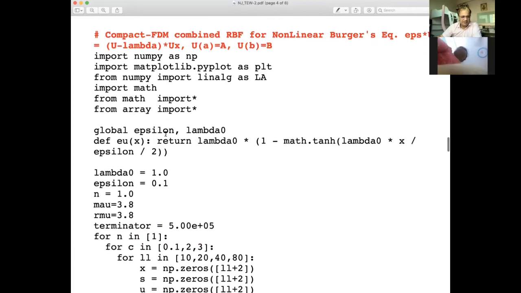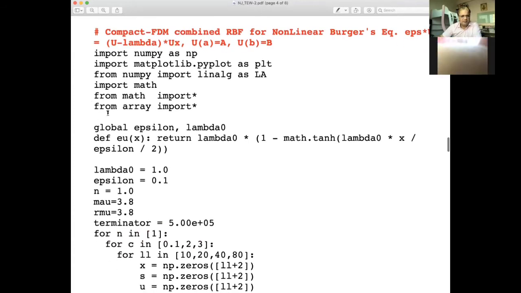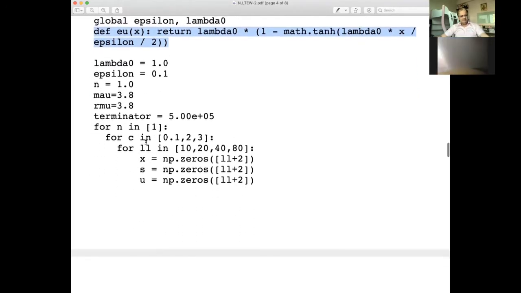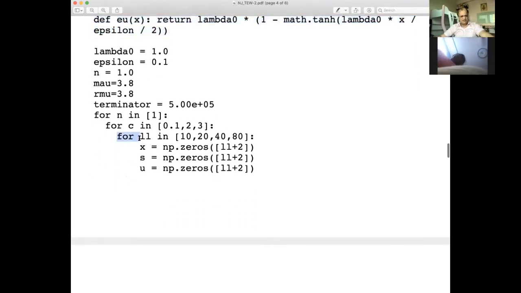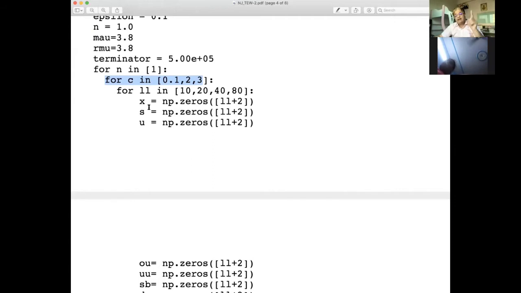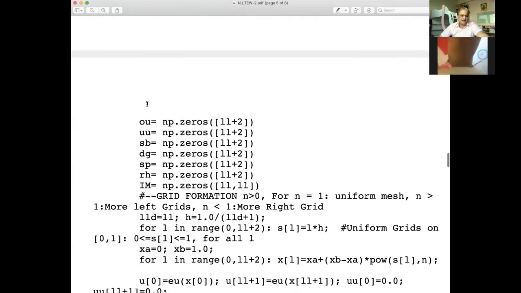Here I have defined, remaining imports are all the same. Here some parameters are defined as global, epsilon and lambda, and these are the definition of function exactly on the same line as here. So there is nothing to discuss here for the same L. Here I have taken for C in 0.1, 2 and 3. So 3 values of shape parameters are taken, and you will see the result. Now, exactly the same, I will tell you where the difference in linear and non-linear appears. Here this is exactly the same, nothing to discuss.